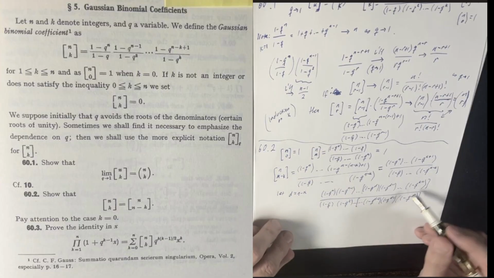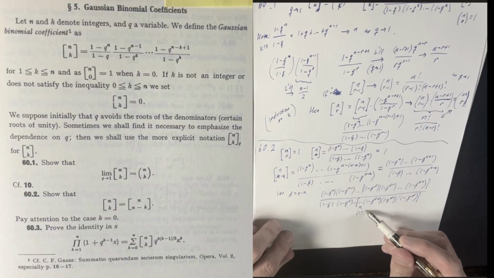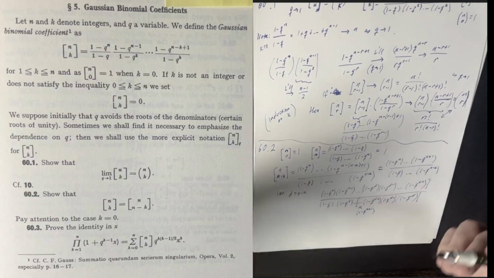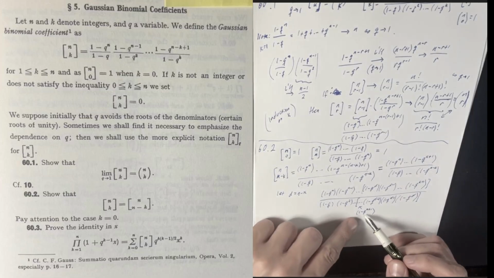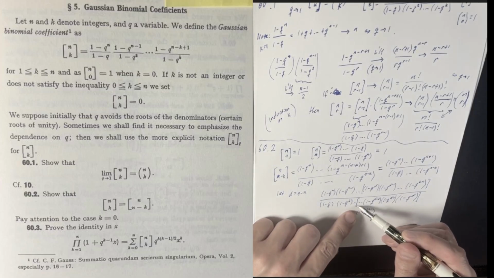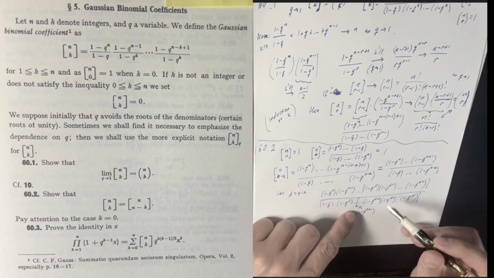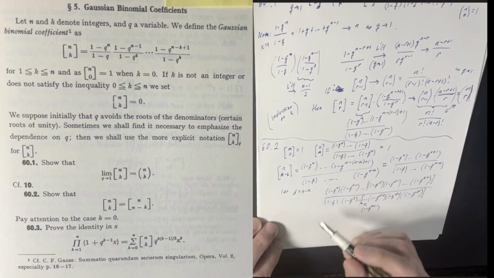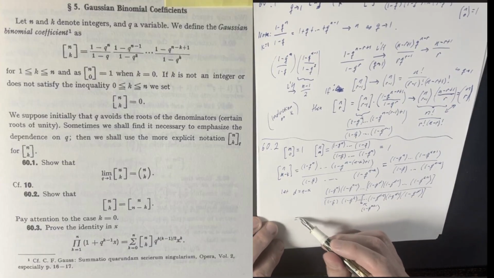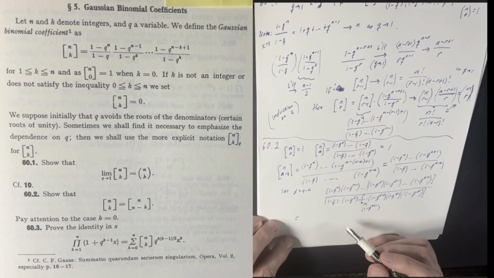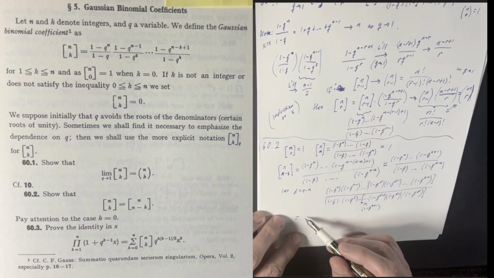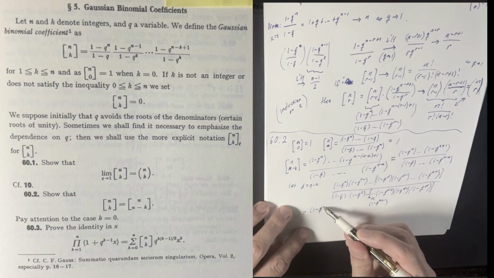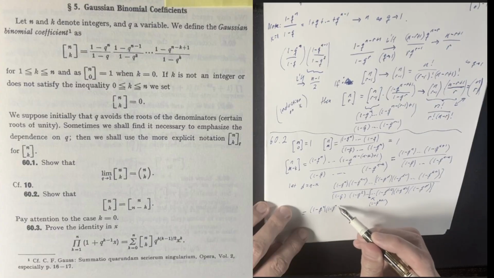The first one that cancels is 1 minus q to the k plus 1, whatever that is. So in the case of, say, k being 3, the first thing that cancels is 1 minus q to the 4, which means we're left with 1 minus q to the n, yada yada, the usual.